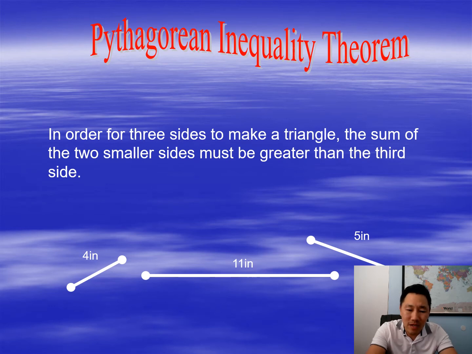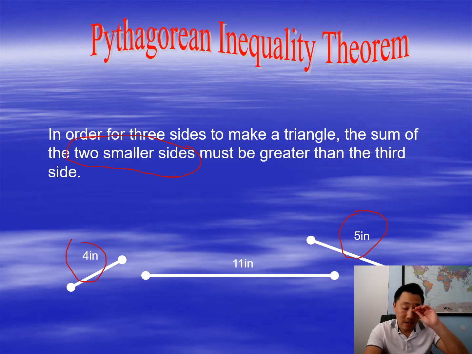The theorem says you have to look at the two smaller sides. Add them up, the 4 and the 5. That's 9. According to the theorem, those two have to be bigger than the third one, otherwise this won't make a triangle. And in this case, 9 is not bigger than 11. So these three segments will not make a triangle.